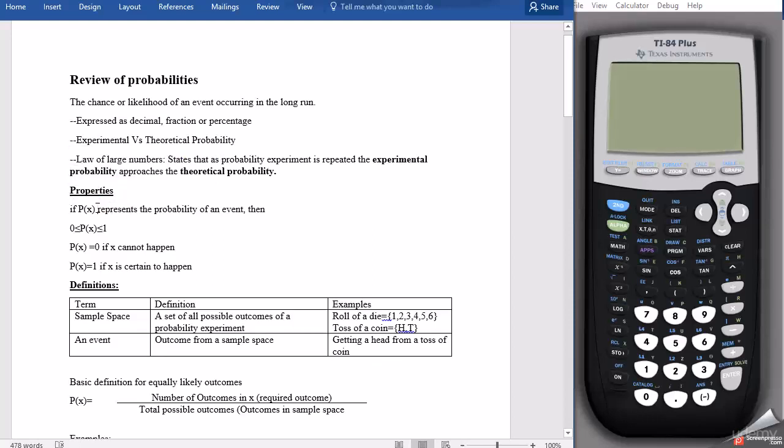If P(x) represents the probability of an event x, then we know that probability cannot be less than 0 and cannot be more than 1. So 0 to 1, that's the range of values of our probability. Cannot be more than 1, cannot be less than 0. In other words, it cannot be negative and it cannot be any number more than 1.